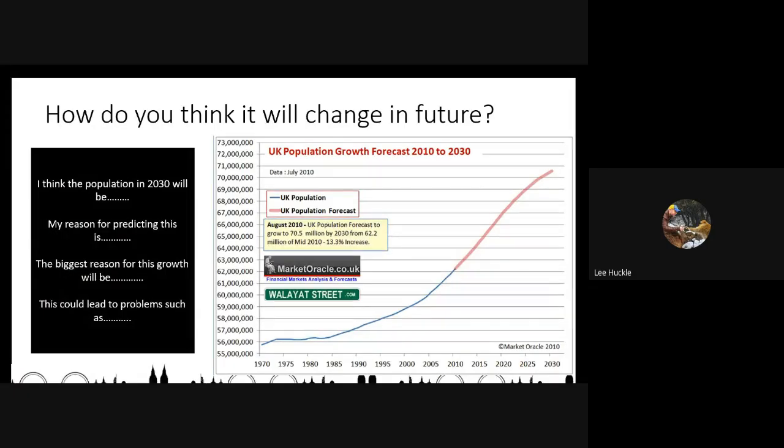So that box that's just appeared there, you'd have discussed this. So August 2010, the UK population forecast is to grow to 70.5 million by 2030, from 62.2 million of mid 2010, a 13.3% increase.